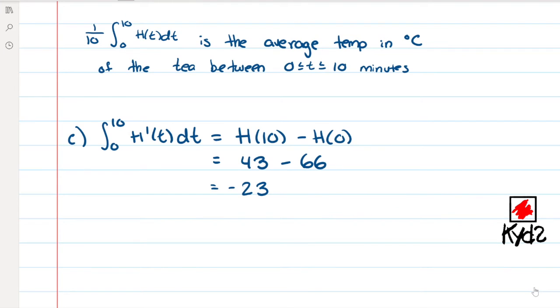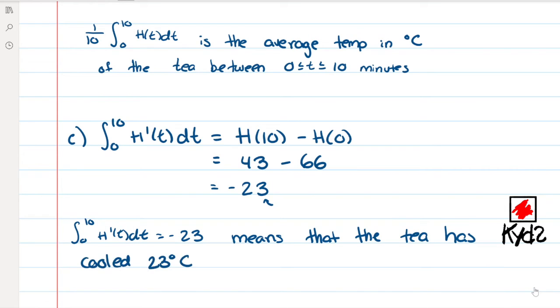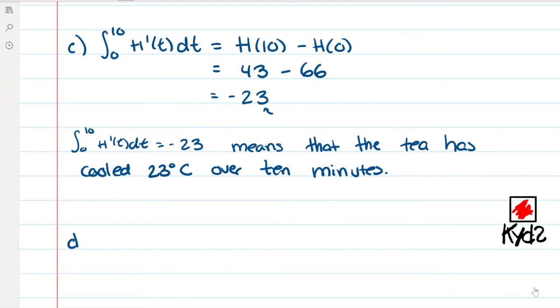And so the integral from 0 to 10 of H prime of t dt represents, before I explain the answer, the derivative represents the rate of change of something, so the integral represents how much something has changed. So what this means is it's changed negative 23 degrees. So equals negative 23 means that the tea has cooled 23 degrees Celsius over the first 10 minutes. Alright, part D.